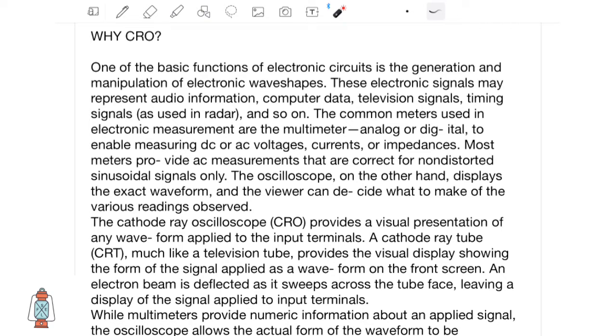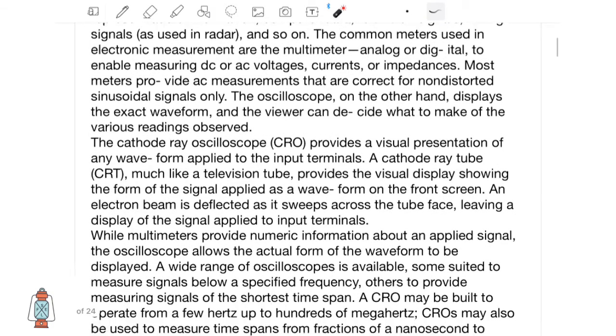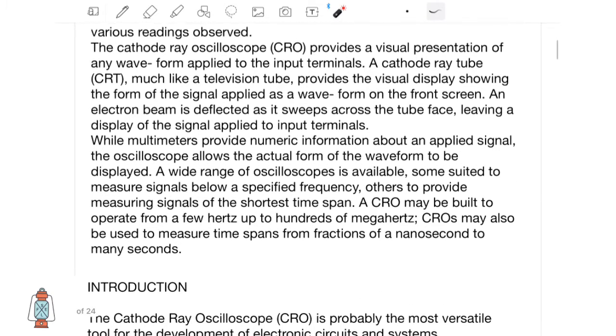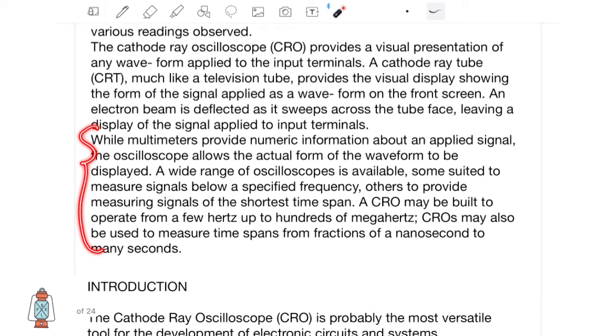It provides a visual presentation like in a television screen. It is just like a television screen. The visual presentation of any waveform that you apply to your input. So here is the point I emphasized a few minutes back. Multimeter provides numeric information about an applied signal. The oscilloscope allows the actual form of the waveform to be displayed.